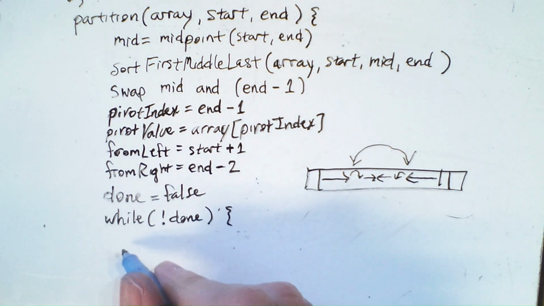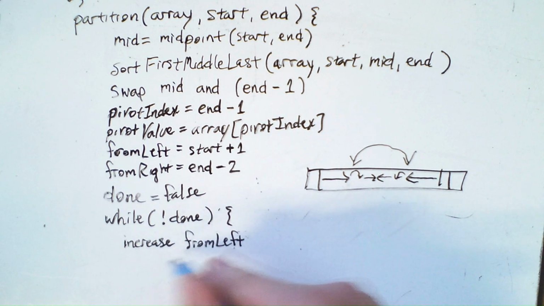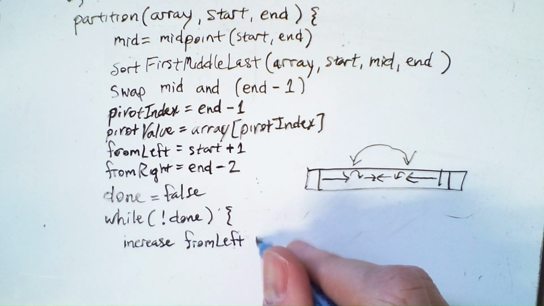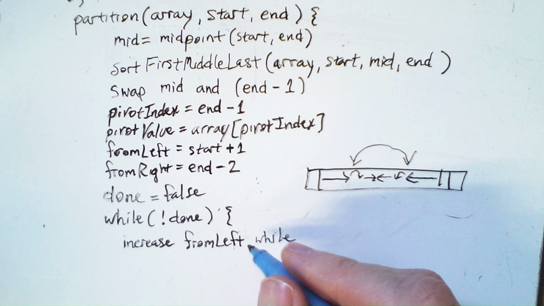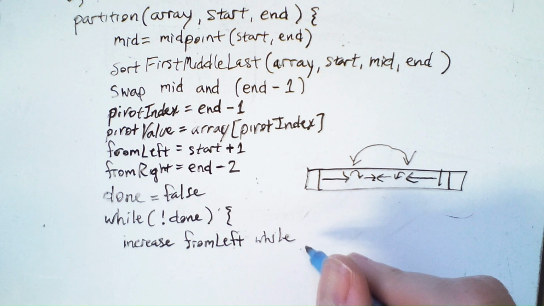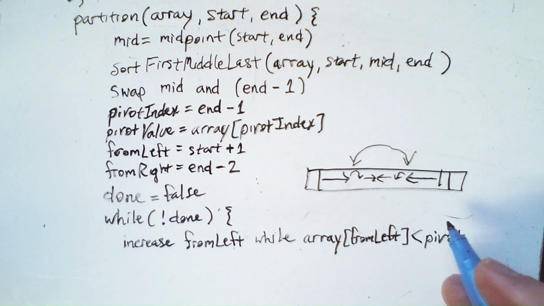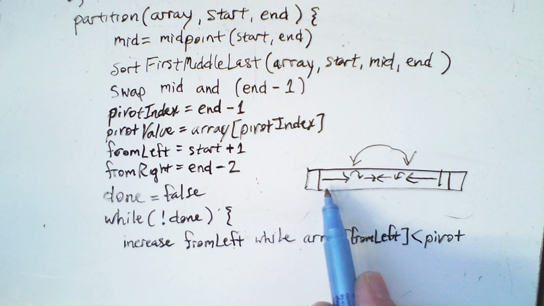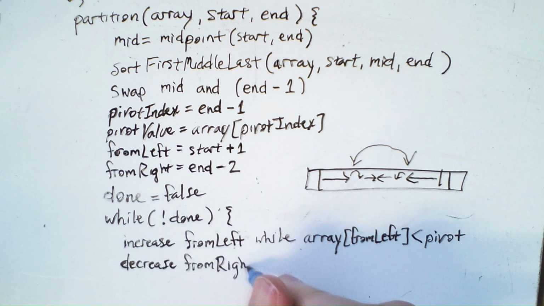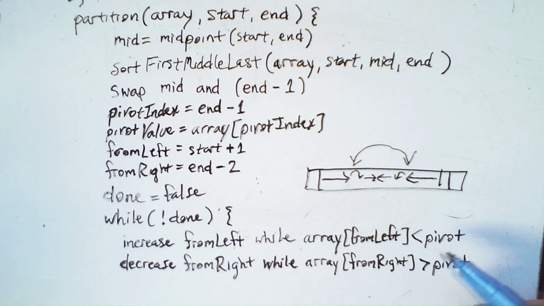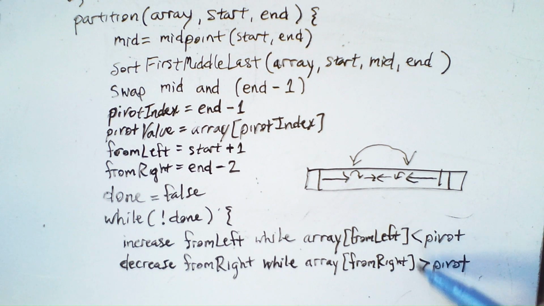And I'll simply say that we increase from left while the value at that index is less than the pivot. And so that's this moving to the right portion. Similarly, we will decrease from right as long as the value in the array at that index is greater than the pivot. So each of these is handled by its own separate subloop.